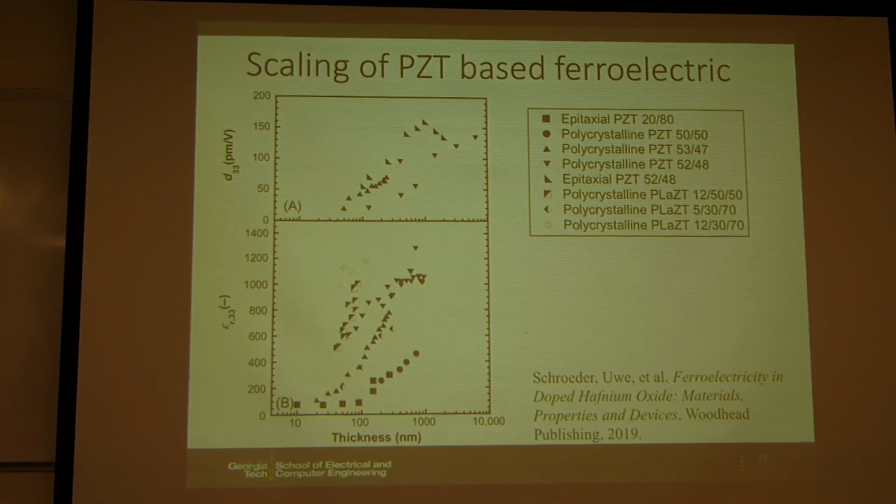Here is the scaling of PZT films. As you can see, around 500 nanometers to 1 micron, the dielectric constant is pretty constant and not changing too much, but below 500 nanometers, it decreases pretty fast. This phenomenon might be due to the so-called substrate clamping effect, where the domain motion is limited.